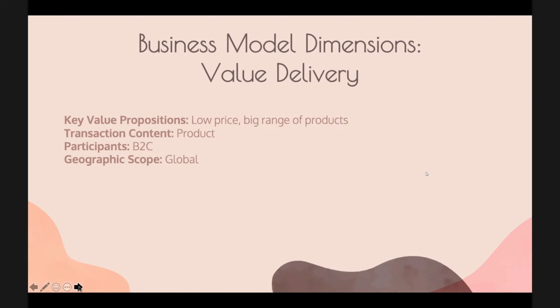Value delivery. Key value propositions. The most important propositions are low price and big range of products. Transaction content is product. AliExpress is a platform for selling of goods. Participants. The main business model is B2C model, and it means that the main participants are customers and sellers. Geographic scope is global. Sellers from all over the world use AliExpress to sell their goods.